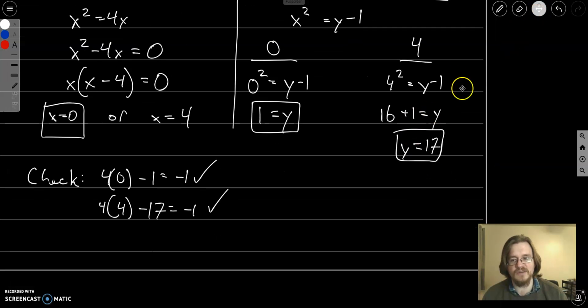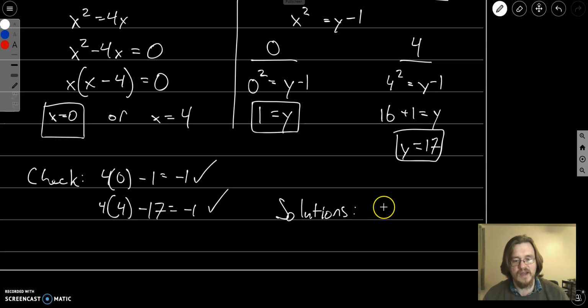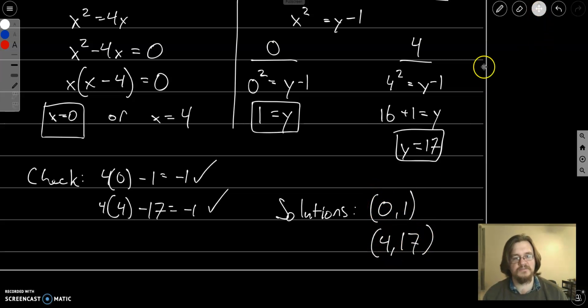So our two solutions: when x is 0, we knew that y had to be 1. And when x was 4, we knew that y had to be 17. And those are our two solutions.